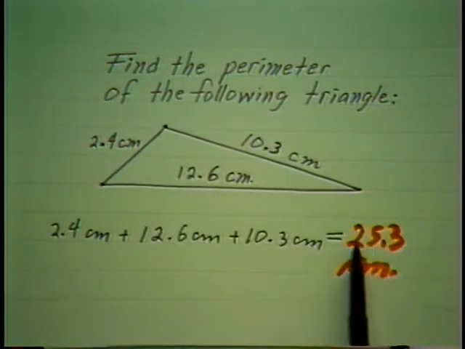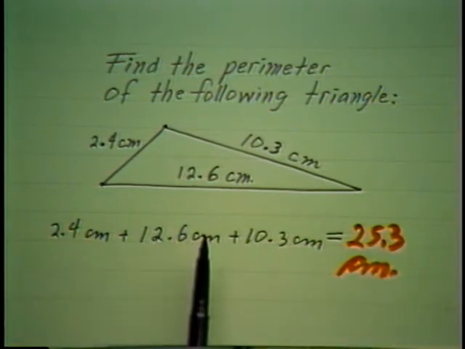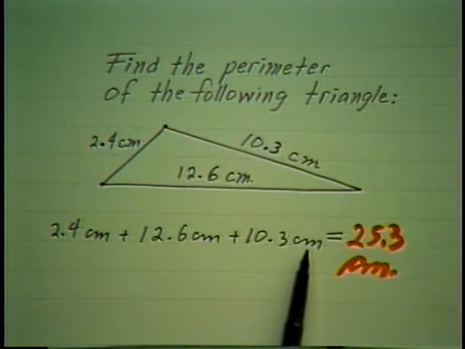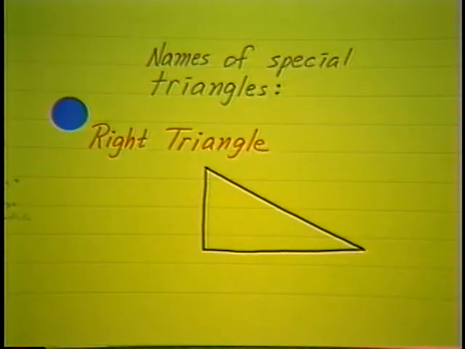And we have the sum 25.3 centimeters. Notice that indeed we are adding like measurements, which a previous lesson said we needed. Now, while we're at it, let's define some special triangles very quickly.